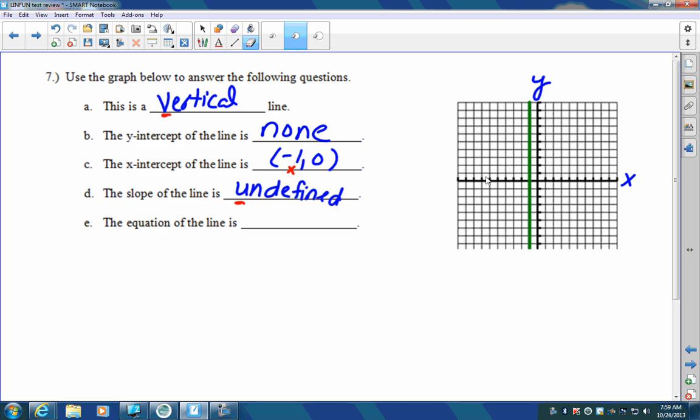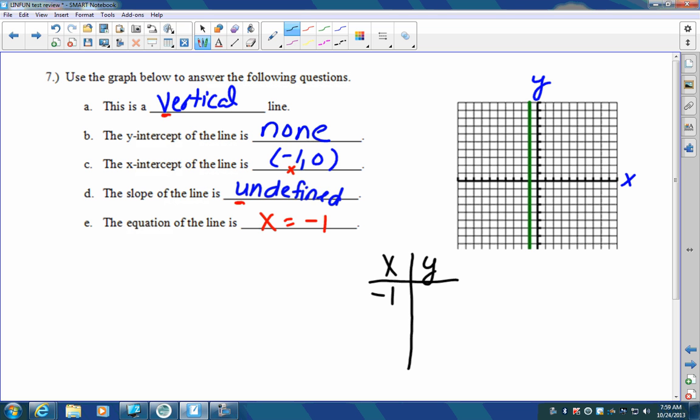The equation of the line, everywhere on here, x equals -1. See, if I had a table, x and y, I'd have -1, -2, -1, 0, -1, 1, -1, 2. If you look at a table of this, of all those points, all the x numbers are -1.